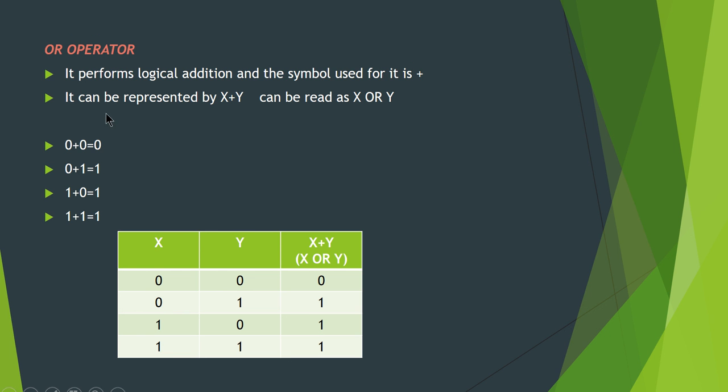So when you have an OR operator, the values of X and Y can take either 0 or 1. If you have n inputs, then you will have 2 to the power of n combinations. 2 power 2 is 4, so you will get 4 different combinations: 00, 01, 10, 11. This is how you have to write the truth table. Then 0 plus 0 is 0, and 0 plus 1, or 0 OR 1, is 1.